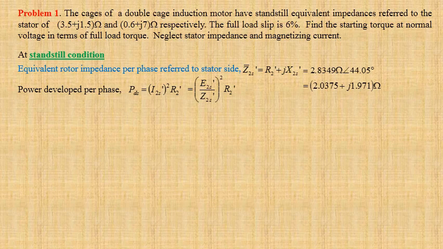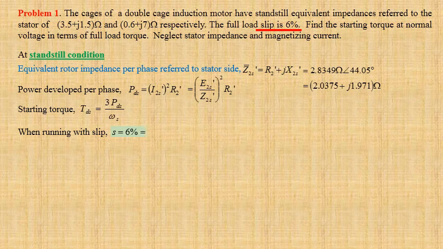For three-phase induction motor, starting torque TDS equals 3 times PDS divided by omega S, where omega S is the angular speed of rotating magnetic field in radian per second. When running with slip S equals 6% or 0.06.